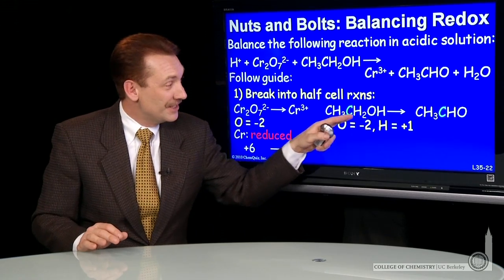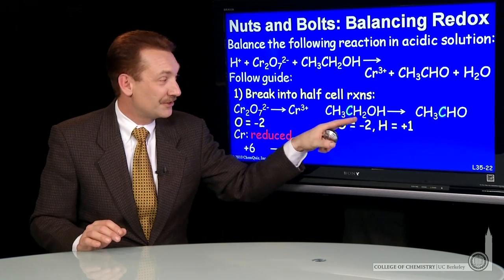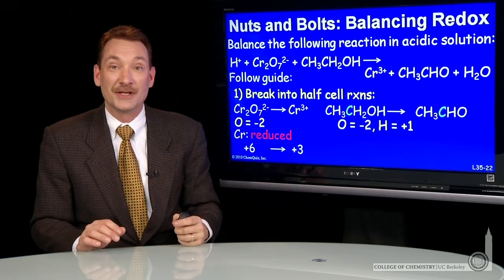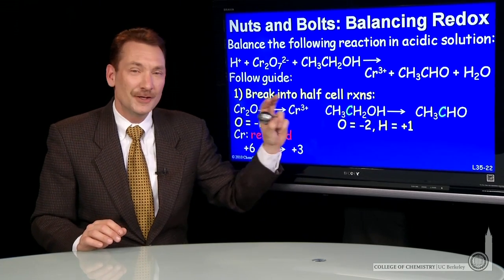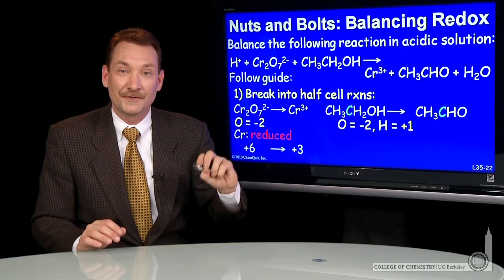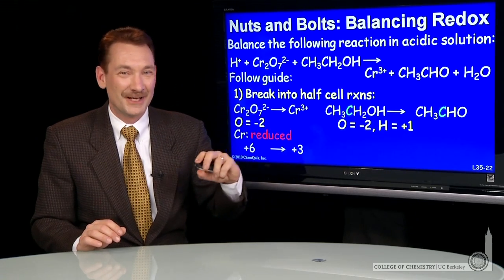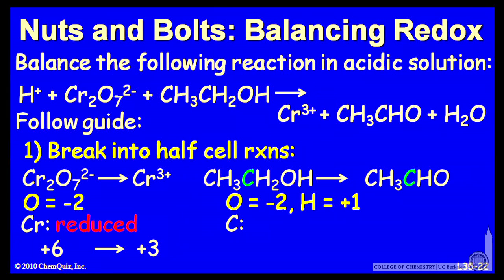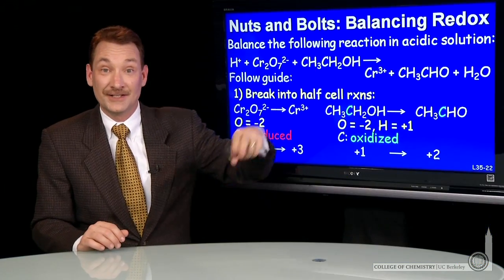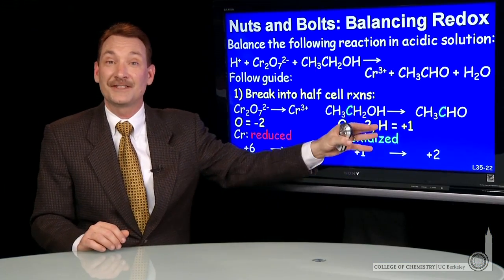And if we analyze this using the same kind of rules, oxygen is always -2, hydrogen is always +1. Then we can look at this, and you might also need to draw a Lewis dot structure to figure out which carbon is being oxidized or reduced. And here I've highlighted it in green. But the oxidation number of this carbon goes from +1 to +2. An increase in oxidation number, that's an oxidation. So I have a reduction and an oxidation, and I can continue to balance them now as half cells.